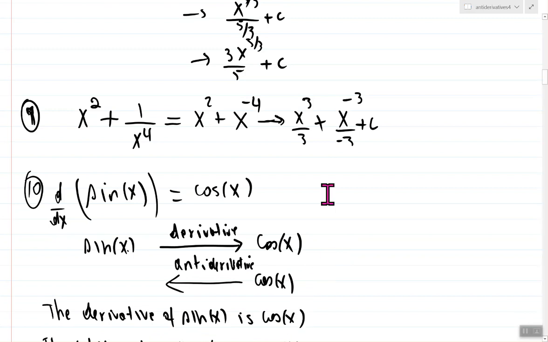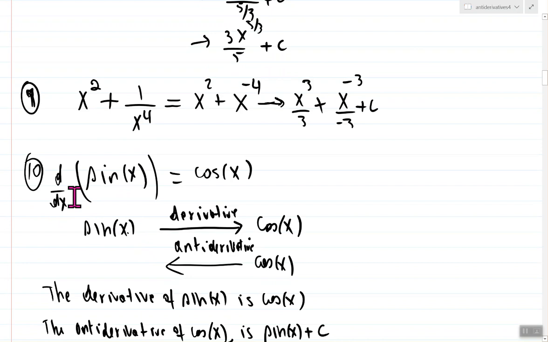So we continue with this. Then we go to what we call trigonometric functions. Let's just explore the derivatives. We know the derivative of sine x is cosine x. So you go from sine x to cosine x by taking the derivative.